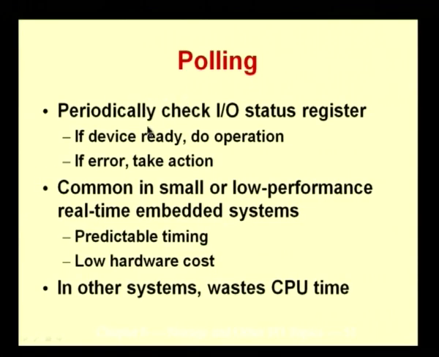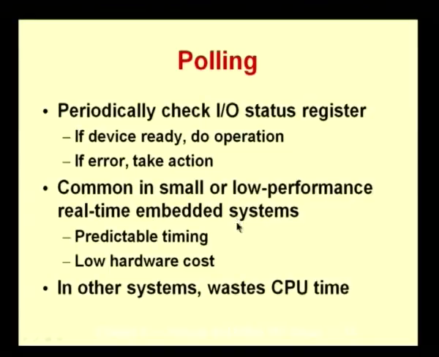Okay. So, let us first look at what happens in the polling mode or the program controlled mode. What happens in the polling mode is that periodically the processor will check the IO status register. If the device is ready, it will do the operation. If there is an error, then it will take an action. If it is not ready, it is obviously going to come back and check again. But if it identifies some other error, it has to take the necessary action. This is what we will do.